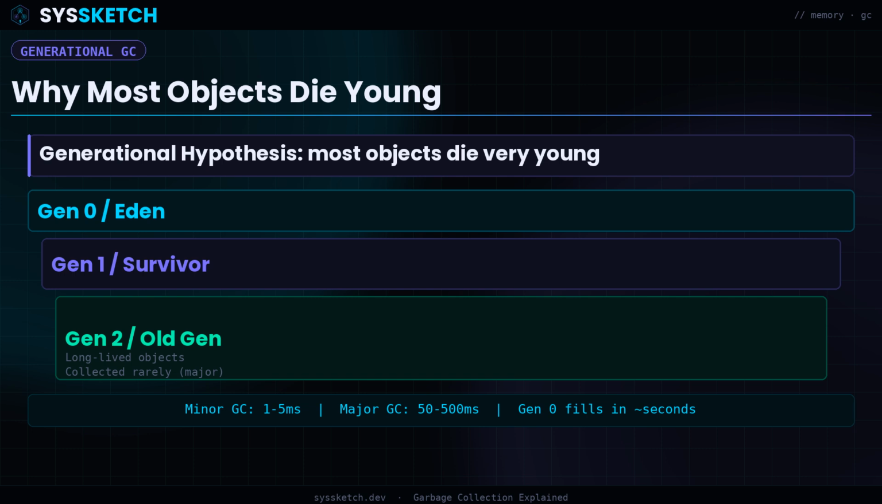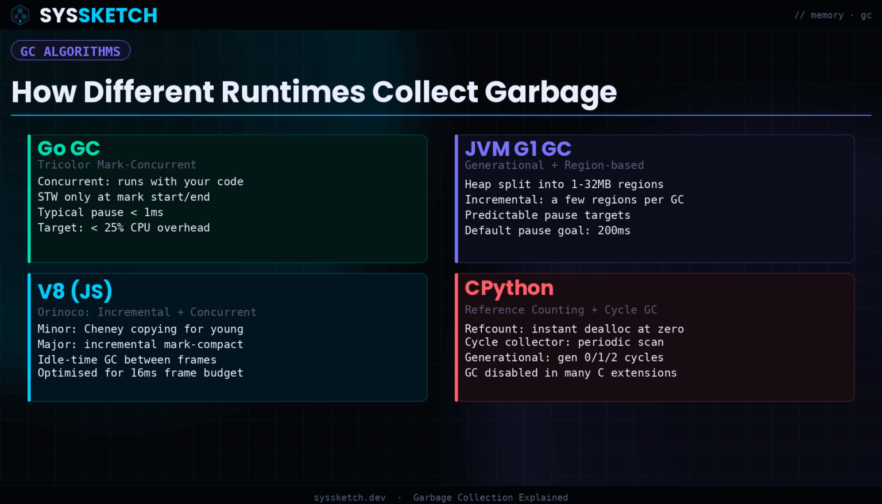Different runtimes implement these ideas in quite different ways. Go uses a tricolor concurrent mark algorithm. It runs the vast majority of marking work concurrently alongside your application code, stopping the world only briefly at the very start and end of the mark phase. Typical pauses are under 1 millisecond. The JVM's G1 collector divides the heap into regions of 1 to 32 megabytes and collects a subset of regions each cycle, letting you configure a soft pause time target.